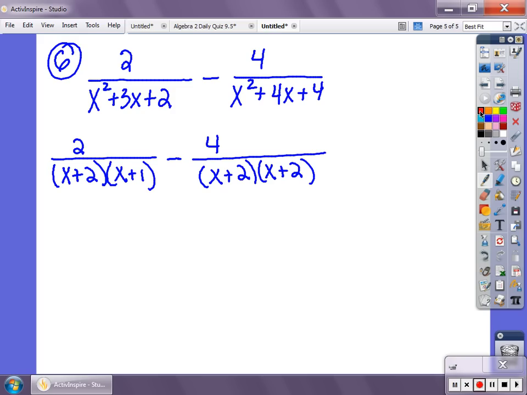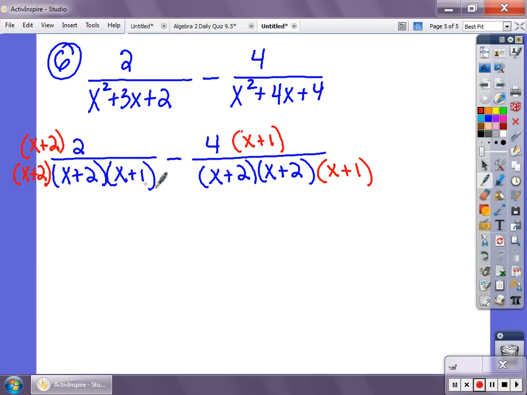Now trying to find our common denominators, this denominator here has 2 x plus 2's. This only has 1. So I need to put an x plus 2 over here. This denominator now has 2 x plus 2's and an x plus 1. This only has 2 x plus 2's. So we need an x plus 1 here.